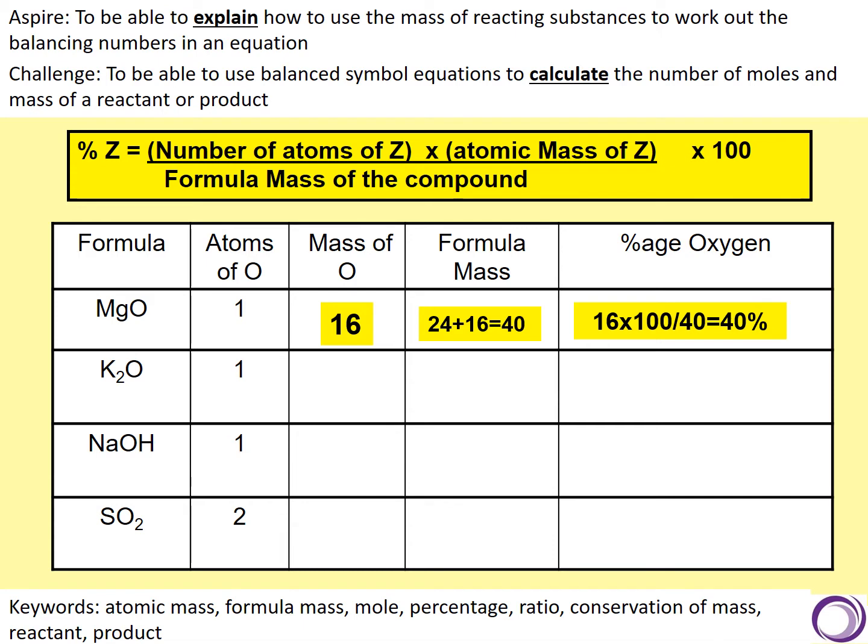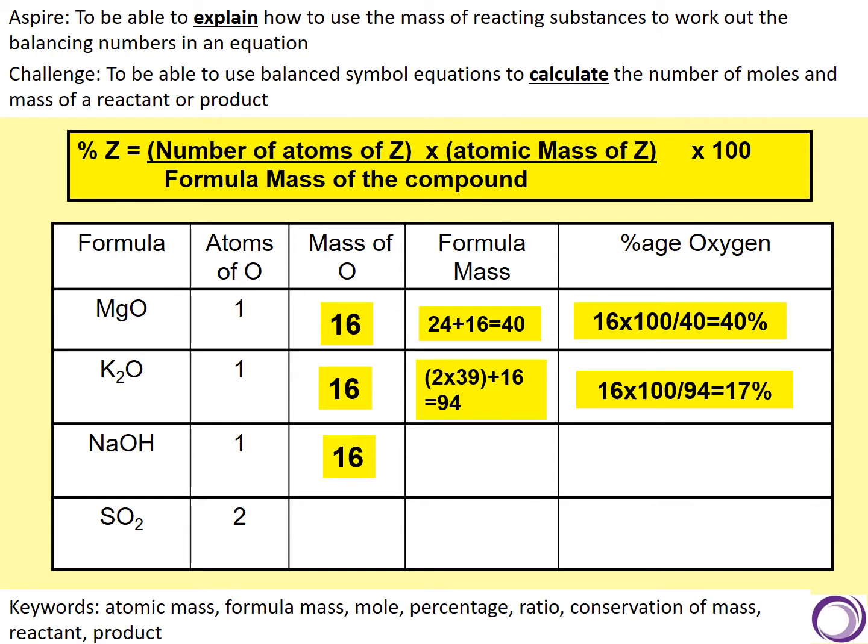For K2O, the mass of a single oxygen atom is still 16, but in our formula mass we have got 2 potassium. 2 times 39 plus 16 makes 94. So in this situation again, we do 16 divided by the 94, multiplied by 100, and that gives us our 17%.